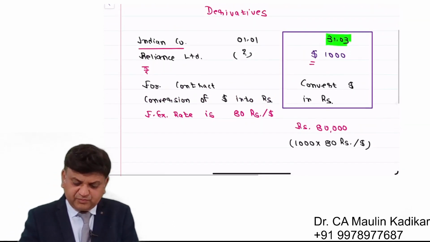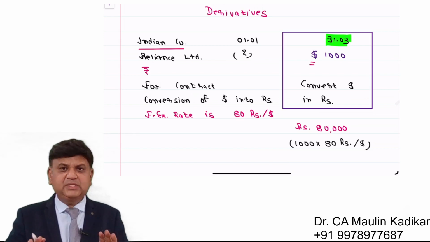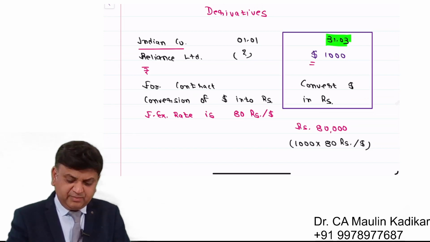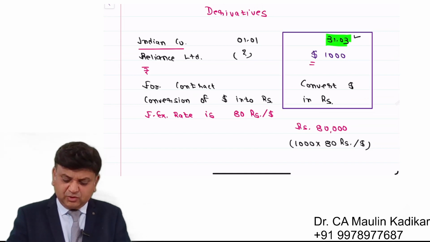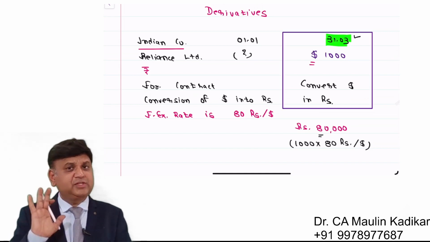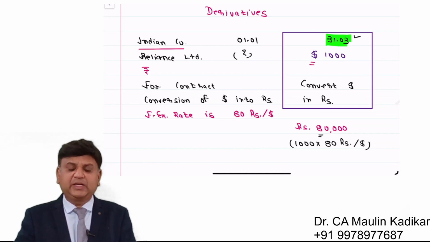Now on 31st of March, whatever may be the exchange rate prevailing, Reliance company will get an amount of rupees 80,000, that is a fixed amount. That is a kind of feature that the forward contract has.